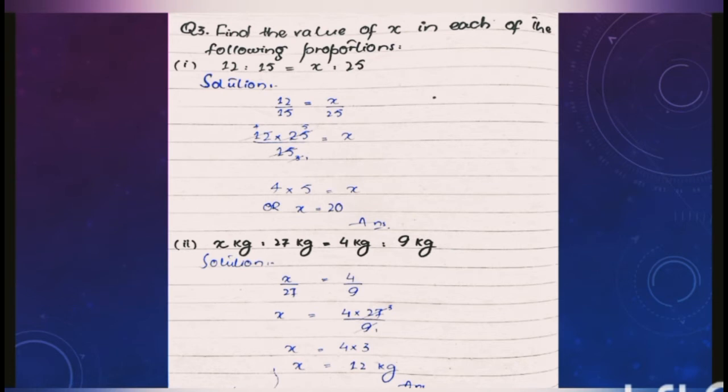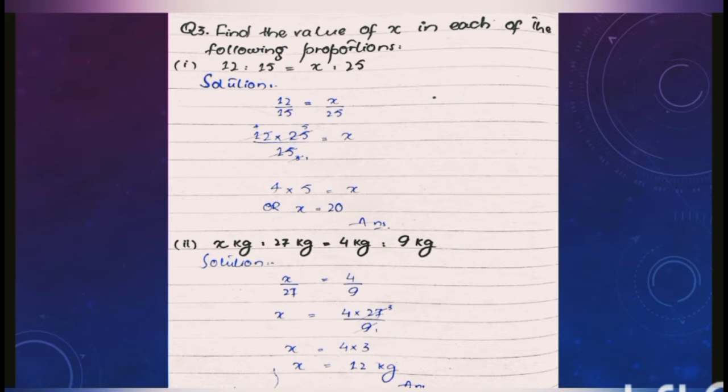Okay, so first part is 12 is to 5 equals x is to 25. We can write this 12 is to 5 like 12 upon 5. Okay, 12 upon 5 equals x upon 25. Now we just need to do cross multiplication. We need to find the value of x, so we need to make this alone on this side. 25 is being divided by x on the right hand side, so send this 25 to the left hand side. Okay, now 12 multiplied by 25 upon 15, do this cancellation and you have got 4 multiplied by 5 and x equals 20.